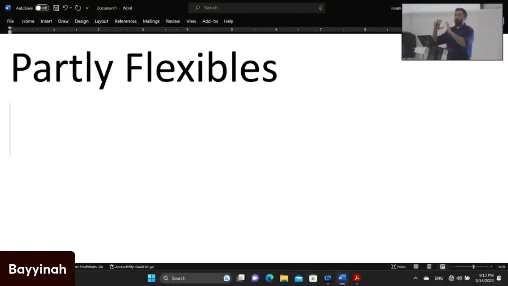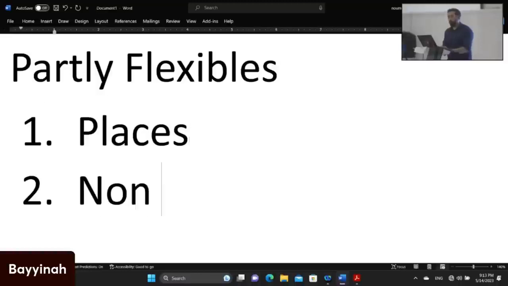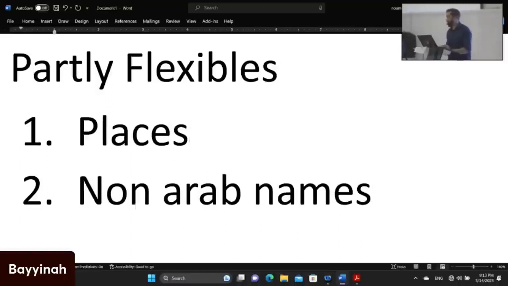Partly flexibles. Just like in immigration there are lots of different visas, partly flexibles are lots of different categories. But for the purpose of this class, I'm going to keep it super duper simple. Partly flexibles are only two categories. Number one is places, and number two is non-Arab names. There are 5 more categories, but I don't care right now. Which are they? Places and non-Arab names.